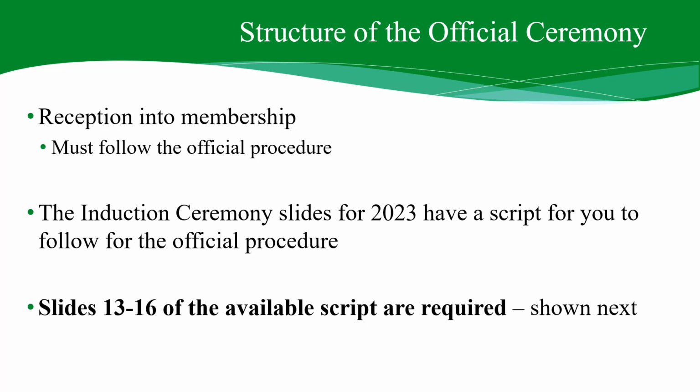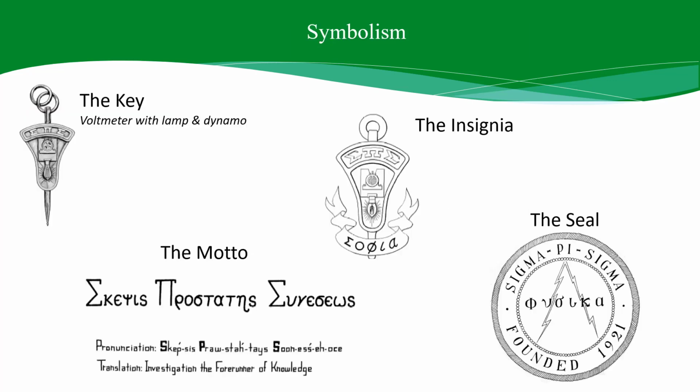So the first part of the official ceremony is the symbolism. And so this showcases the different symbols that are used within Sigma Pi Sigma. Let's start with the motto. The motto of the society is ΣΠΣ Induction. And this is loosely translated from the Greek as investigation, the forerunner of knowledge, or the active pursuit of knowledge. If you put it into Google Translate, you'll probably get something similar, but not exactly this.